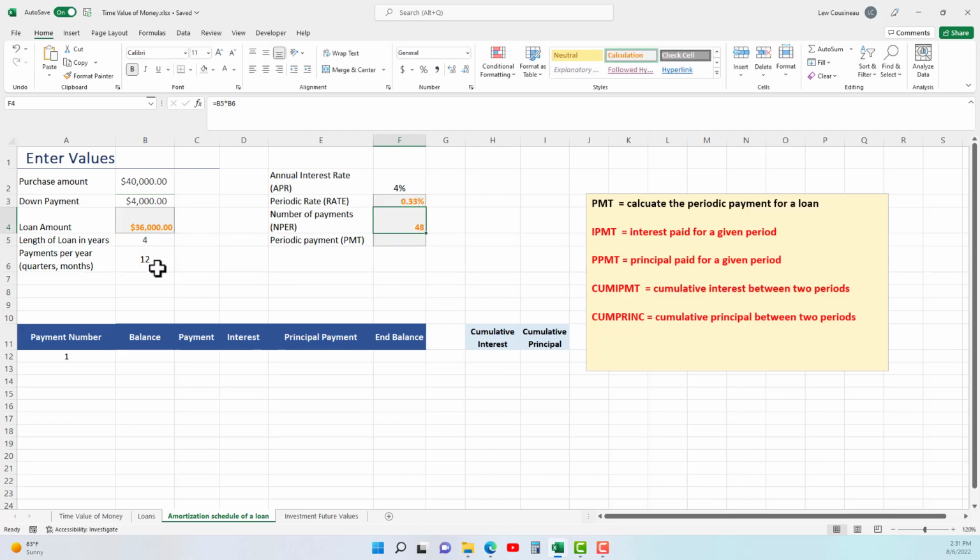Now again, this is important. If we were doing quarterly payments, then it's 1% per quarter and 16 payments. But again, we're doing 12. So finally, we can calculate the payment for this loan.